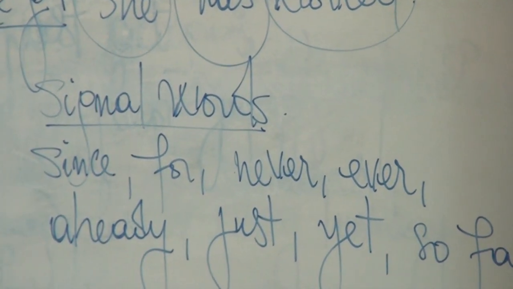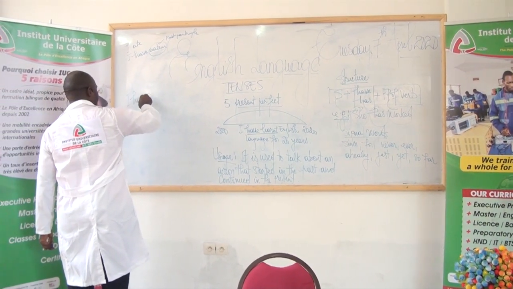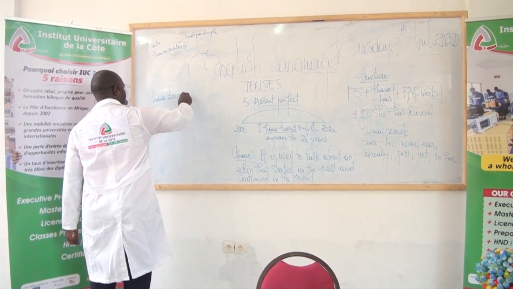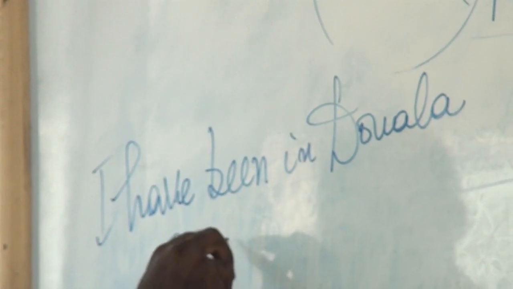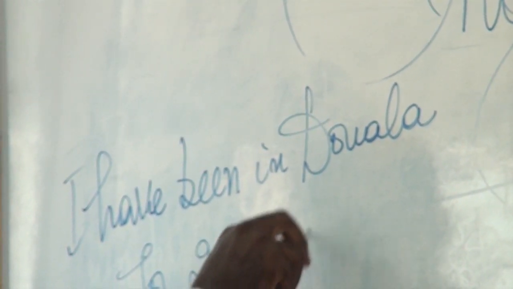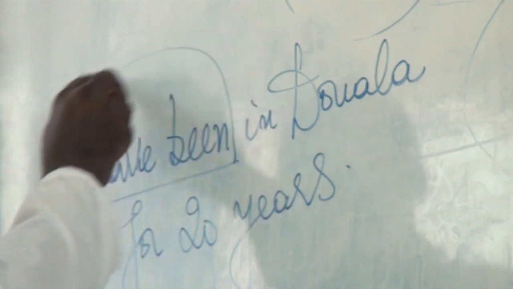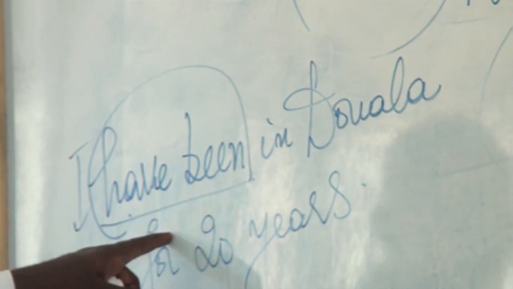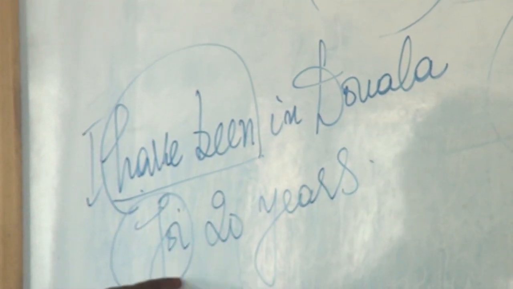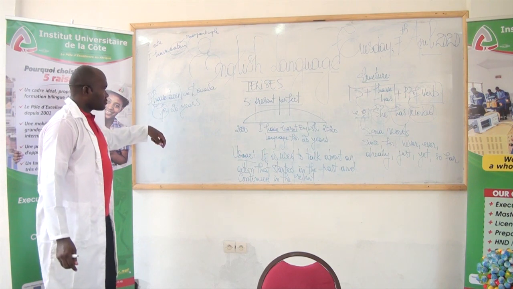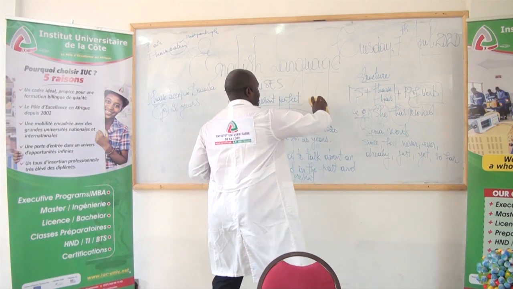Okay, let us use one of these words in a sentence. I can say, I have been in Douala. I've been in Douala for 20 years. Here, the verb to be is conjugated into the present perfect. Why? Because of the presence of for, which is a signal word of the present perfect tense. Okay, we are going to continue with the next tense.